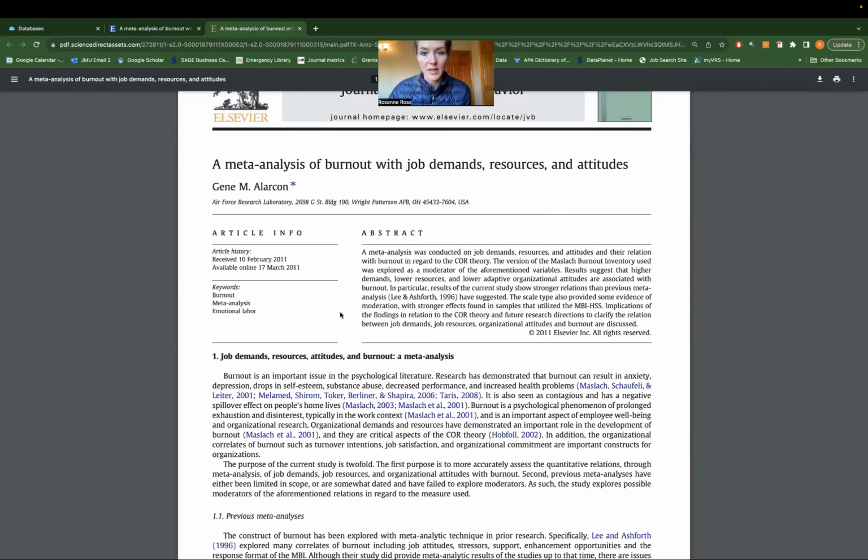All right. So in order to make sense of this research article, we'll read the abstract and get a sense of: is this what we're looking for? Is this the right type of article for our research question, our PCOC terms?